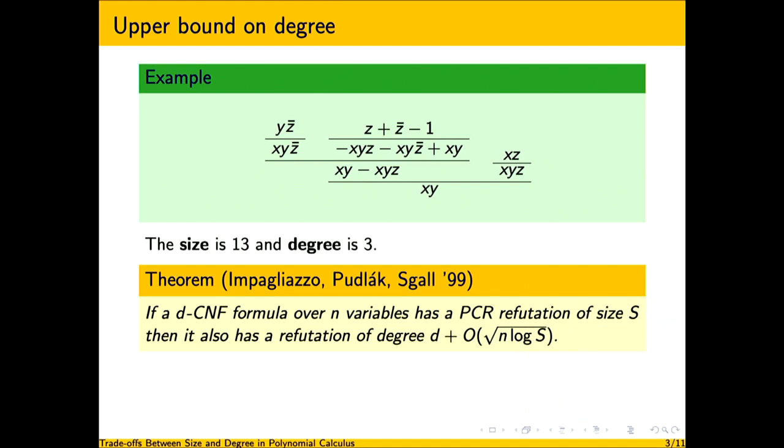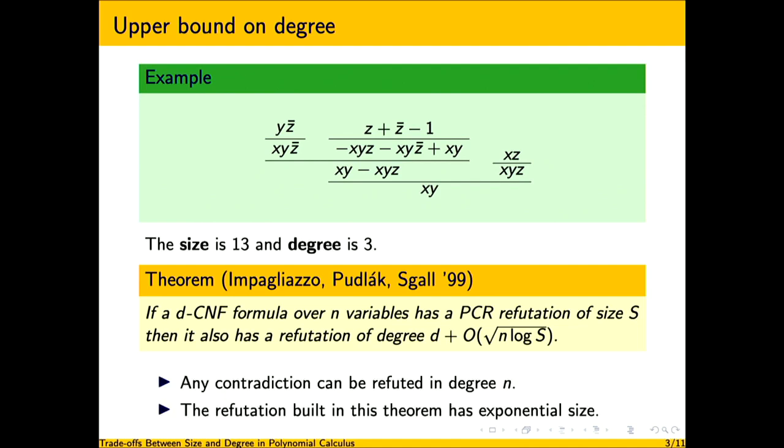So Impagliazzo, Pudlák, and Segal in 1999 proved that when your formula has some size s, if s is reasonably small, and you have a contradictory formula, so a set of incompatible axioms, then you can refute those axioms in about square root of n degree. And this is the exact formula for what you can do. If you didn't have this theorem, you would naively just know that you can always refute things in degree n. I mean, you never need multiple copies of a variable in a monomial. So this is some significant improvement.